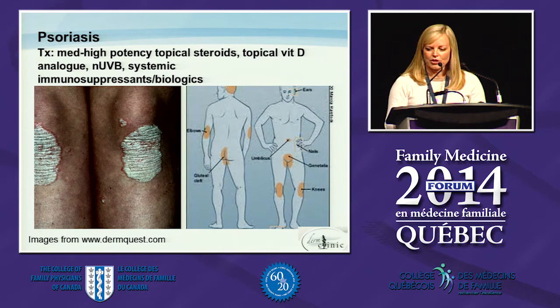So here's some pictures of some nice thick classic plaques on the knees and a photograph of the areas where we're most likely to see psoriasis. So again, we need to use sort of medium to medium high potency topical steroids to have much of an effect, especially with our thicker plaques. We could also use our topical vitamin D analogs, narrowband UVB, and then for our patients who are more severely affected, you're going to consider referral for systemic immunosuppressants or biologic agents, still often used in combination with topical therapy.